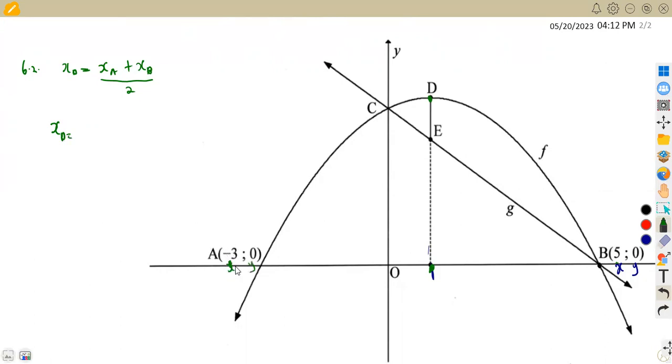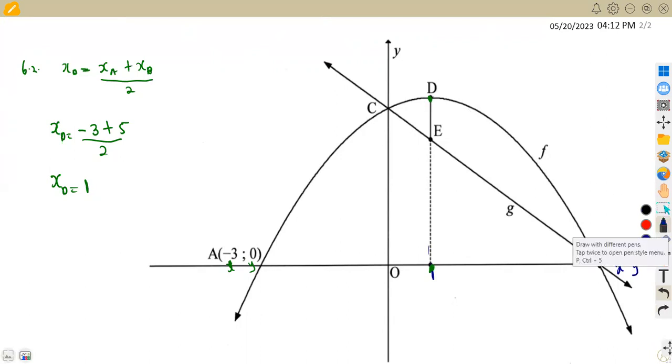Remember, this is xy. So x is minus 3 plus the x at B, which is a positive 5. So this is over 2. So you're going to have the x value at point E. All right, so this is going to be a positive 1. Okay, so that's a positive 1. So we've got the x value at point D. We can have the value of y.